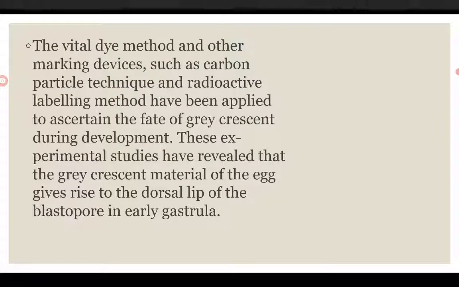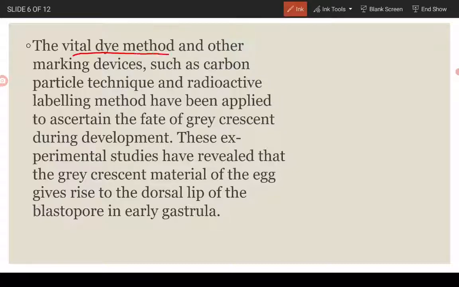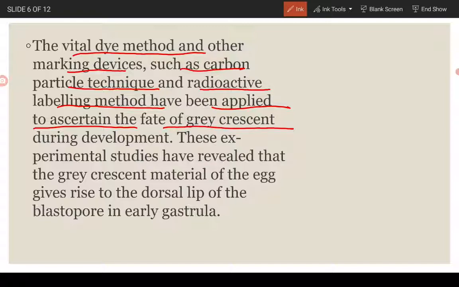So why does this happen? The vital dye method and other marking devices, such as the carbon particle technique and the radioactive labeling method, have been applied to ascertain the fate of the gray crescent during development. To find out why the gray crescent is so important for the development of an embryo, they labeled the gray crescent area radioactively, and they saw what the gray crescent forms in an embryo.